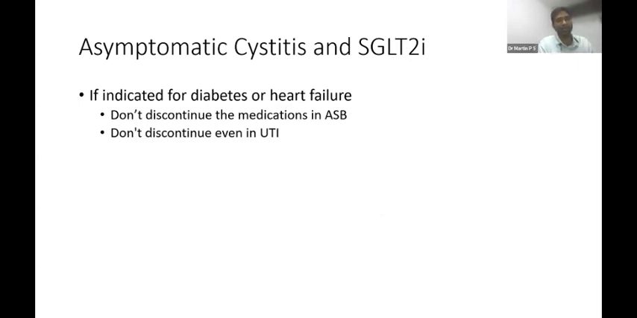See, asymptomatic cystitis and SGLT2 inhibitors. A large recent population-based cohort study has shown that SGLT2 inhibitor use was not associated with any serious or non-serious UTI. So if it is indicated for diabetes or heart failure, don't discontinue the medication in asymptomatic bacteriuria. Don't discontinue even in mild UTI. That is what many of the guidelines say. Okay, not guidelines, studies which have produced their results say.